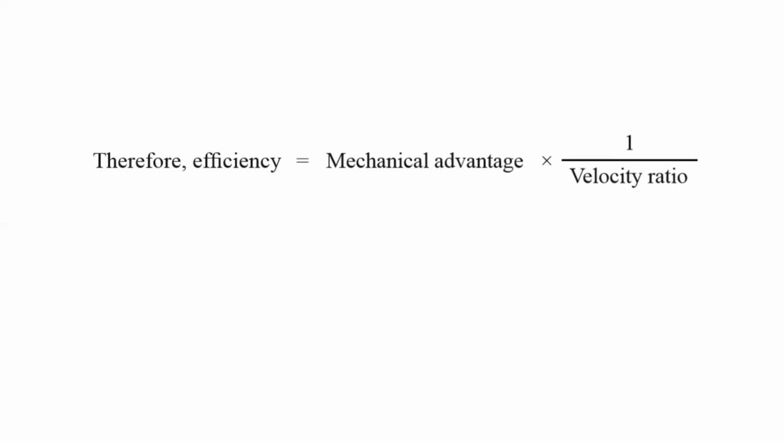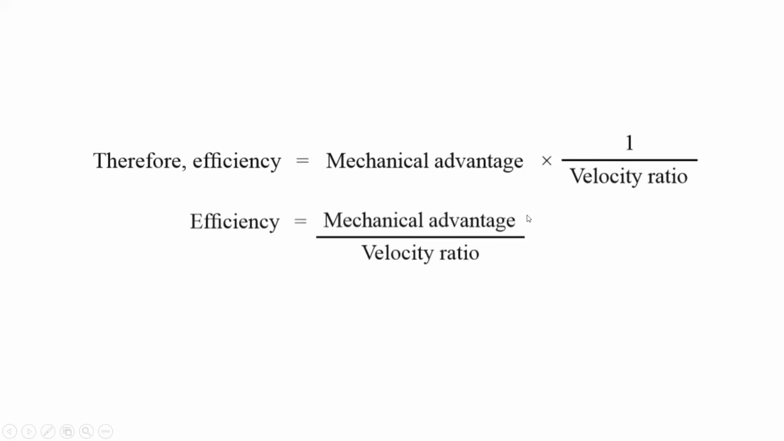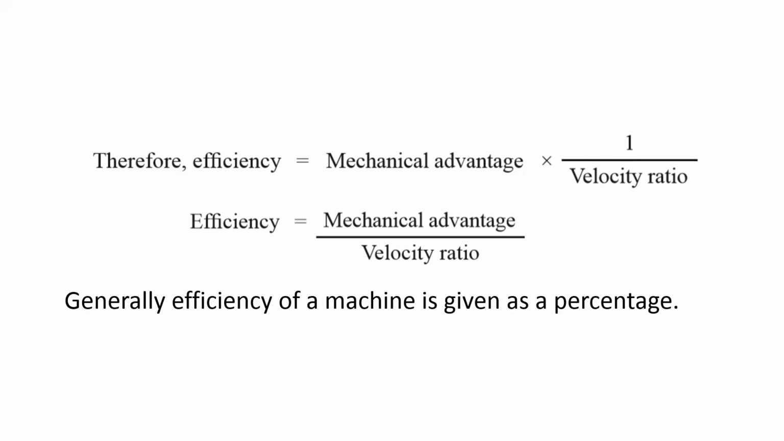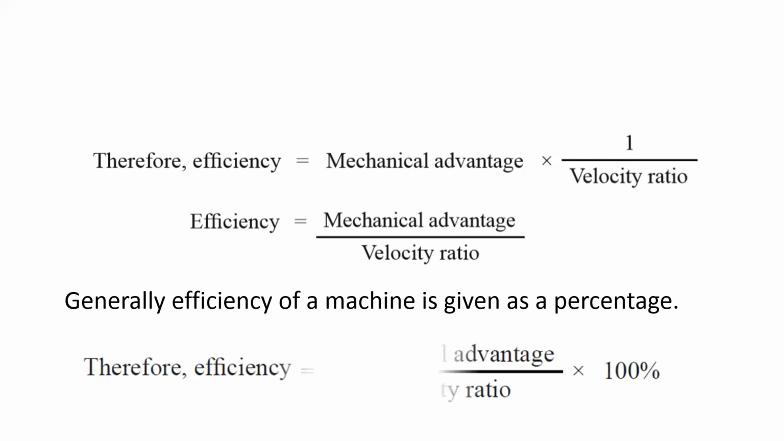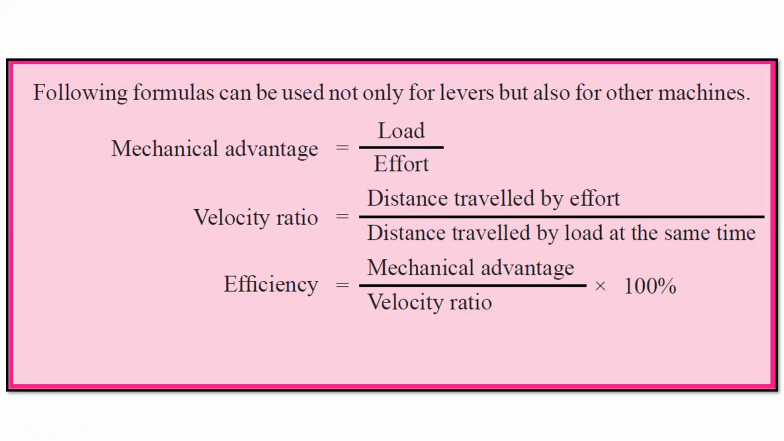So we can apply this in the equation, then you get efficiency equals mechanical advantage into 1 over velocity ratio. That means mechanical advantage over velocity ratio. Generally, efficiency of a machine is given as a percentage. So efficiency equals mechanical advantage over velocity ratio into 100. This can be applied for all types of machines: levers, inclined planes, pulleys, wheel and axle.